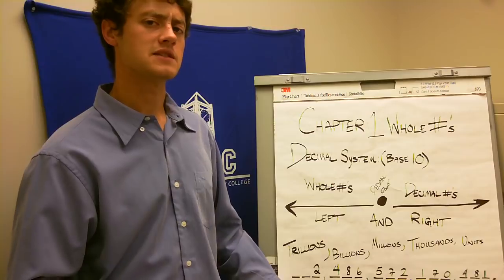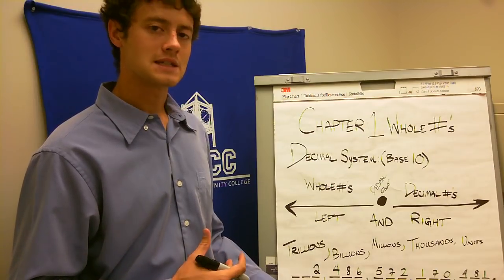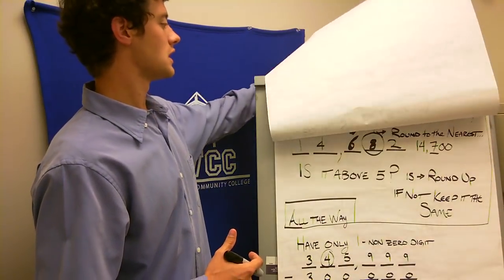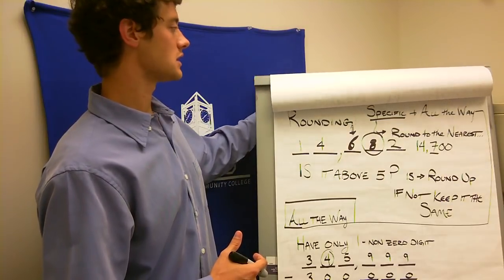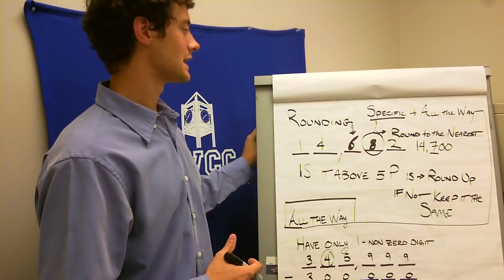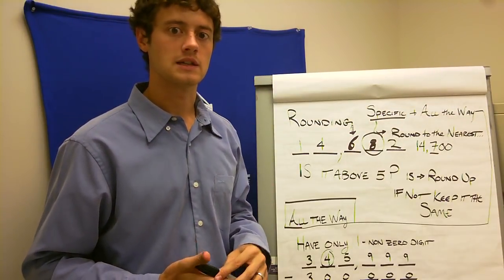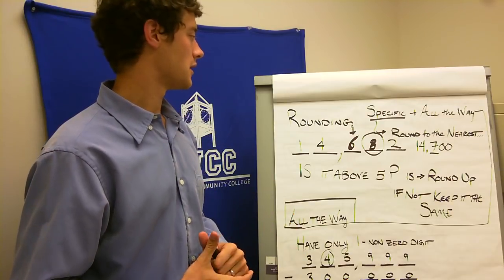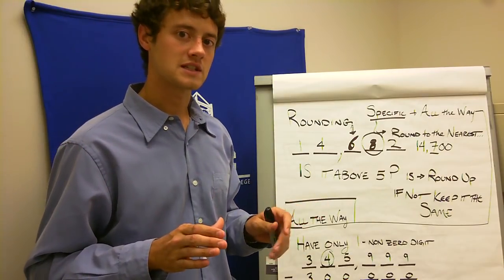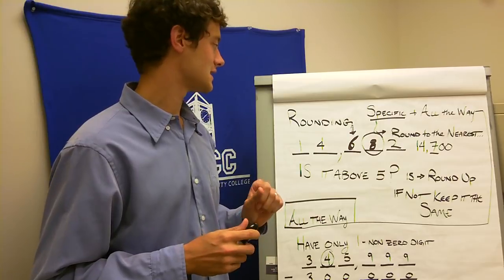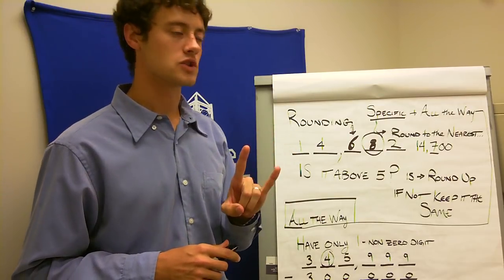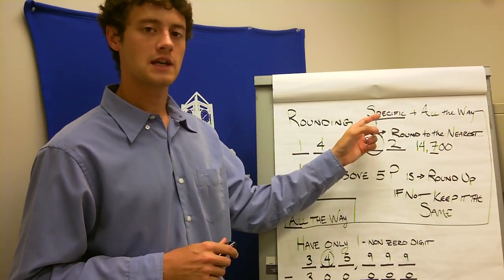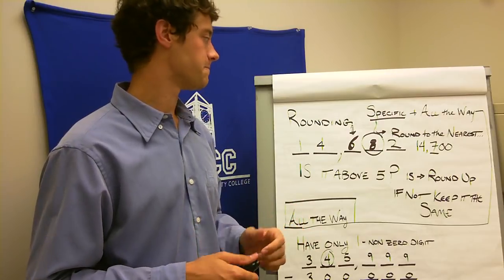But Chapter 1 is fairly basic. It covers a lot of the review concepts that hopefully you've learned in previous classes in high school or whatnot. But a couple things that they did emphasize and focus on was rounding, and they did two versions. They had a specific rounding, and they talked about rounding all the way.